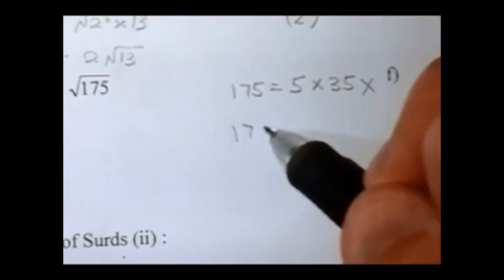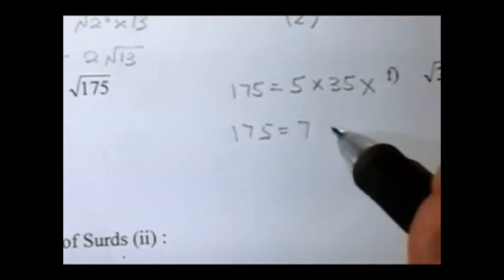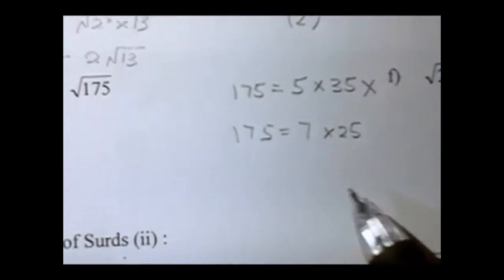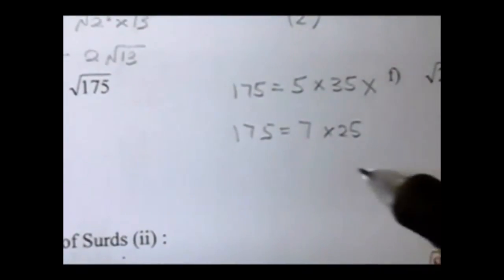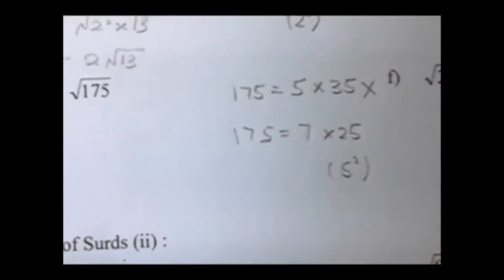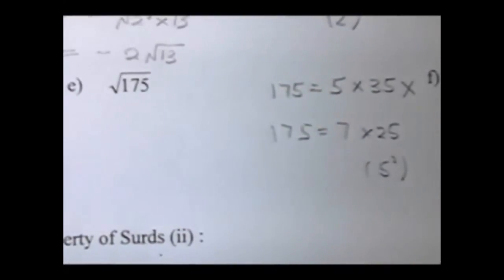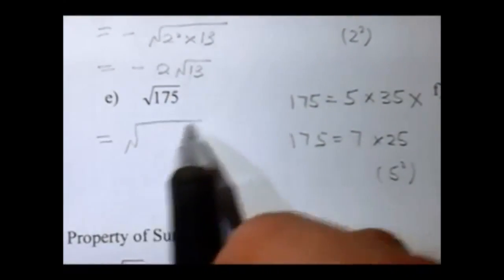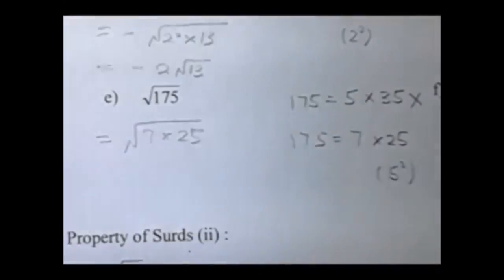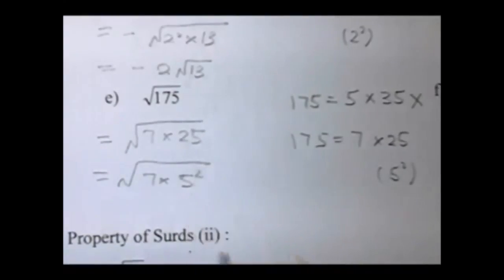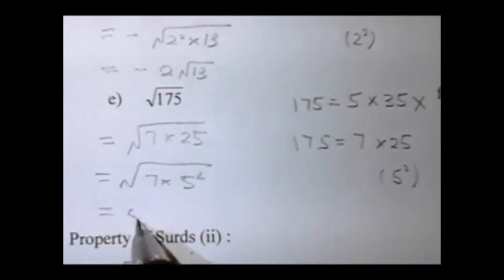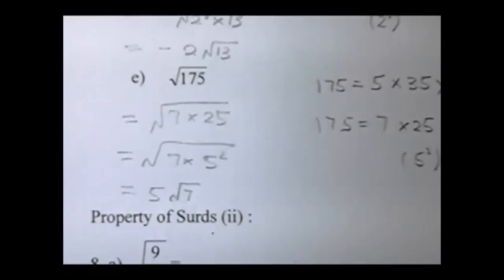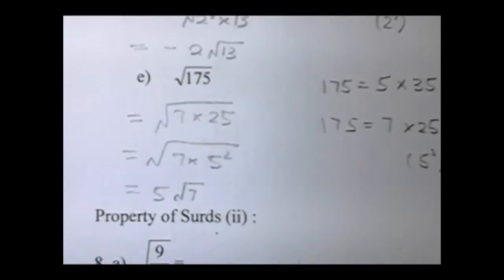So consider this one, it can also be divided by 7. It is equal to 7 times 25. Because 25 is 5 squared, you can write this as root of 7 times 25, and because 25 is equal to 5 squared, it's 5 root 7. So this is the simplest form of root 175.